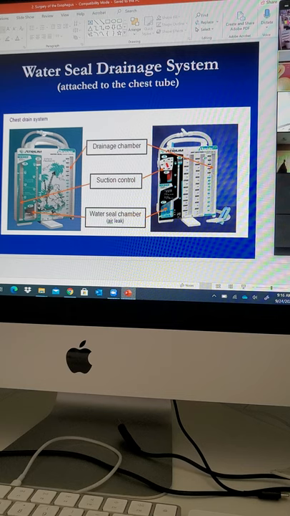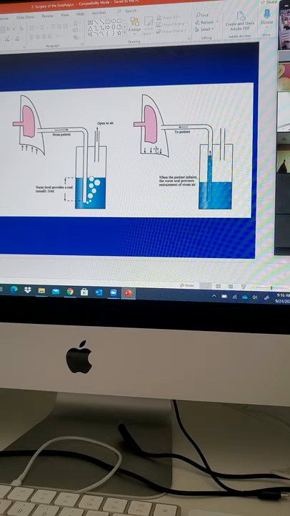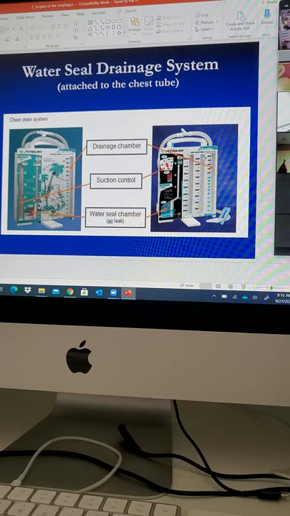So here you can see it again, okay? So this is going from the patient, so the lungs can open up again. And this is the hookup to the chest tube, okay? So the patient has to have a chest tube, and this is the Pleurovac. This is the water seal drainage, okay?